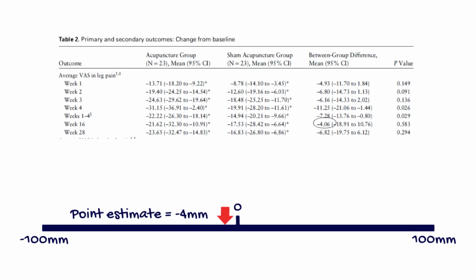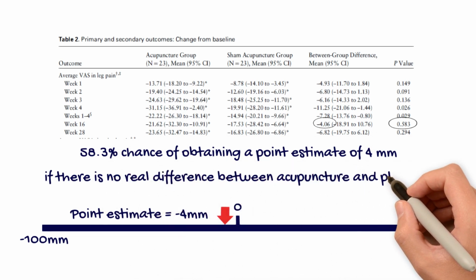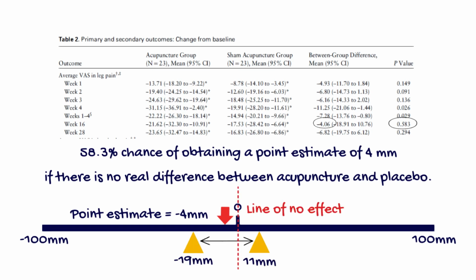Moving over one column, we see a p-value of 0.583 at the 16-week follow-up. This means that there is a 58% chance that a difference in change scores of at least 4 points will occur if there is really no difference between acupuncture and sham. This is further confirmation that our point estimate is not statistically significant. Recall here that the corresponding confidence interval crossed the line of no effect. When this happens, the p-value will also be high, indicating a high probability that the effect estimate reflects no real difference between two groups.